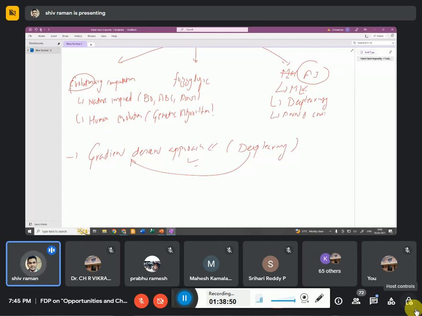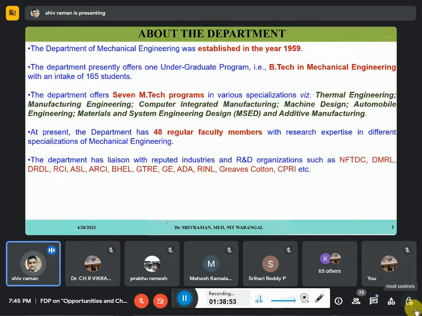We are more focused on the machine learning approach. Before that, my introduction is already given, but let me tell you about our department. It was established in 1959. We offer BTech in mechanical engineering. We have 7 MTech programs, with specializations in thermal, production and design. We have excellent placement for both BTech and MTech, about 82% this year. We have 48 regular faculty in different areas of expertise, and we are working with organizations like NMCC, VMRL, DRDL, DST in various R&D projects.